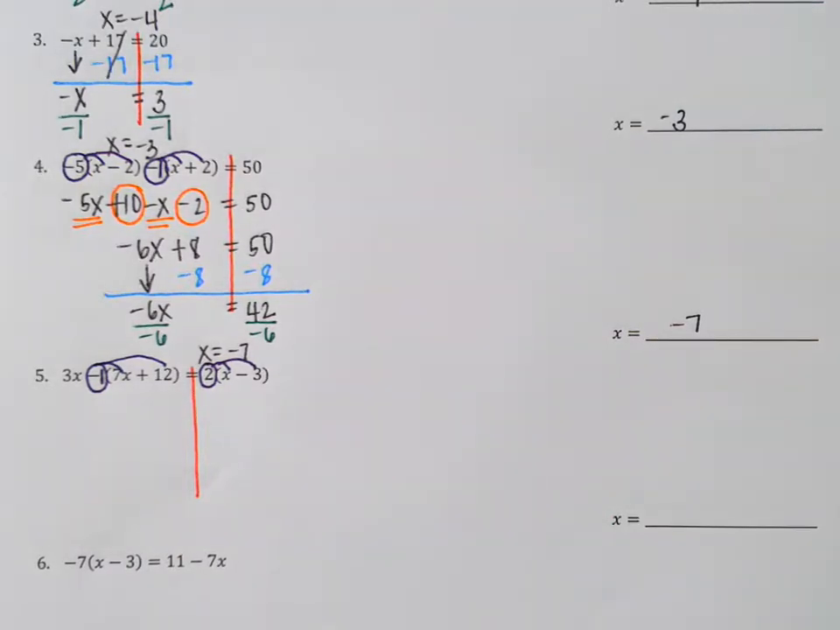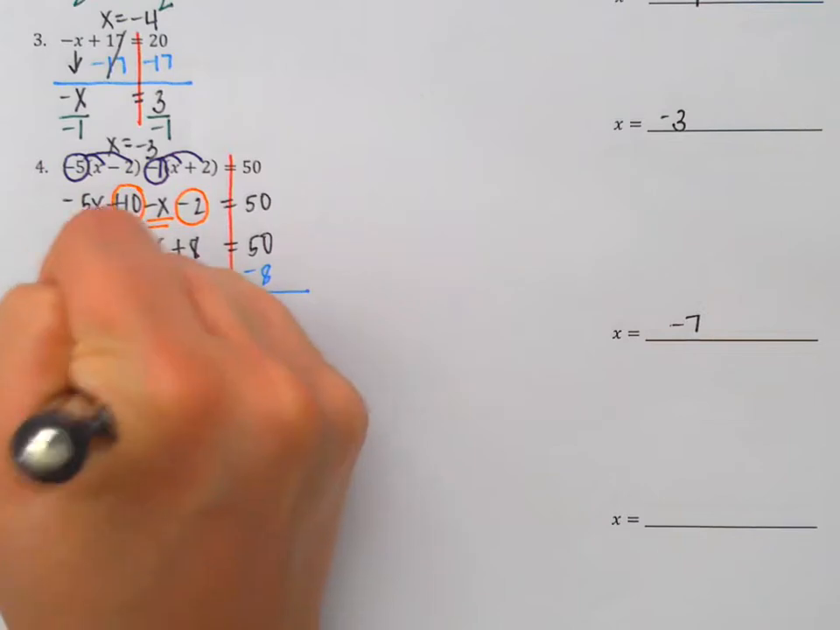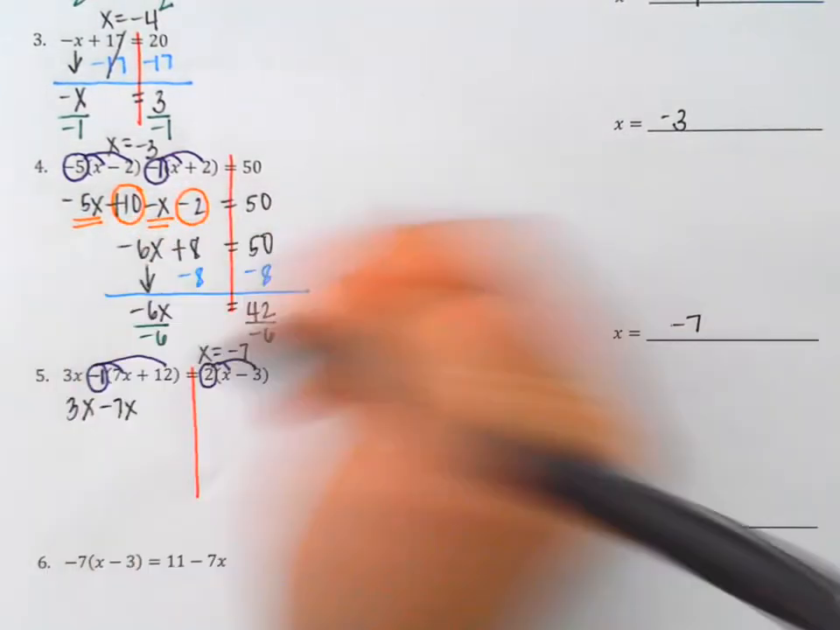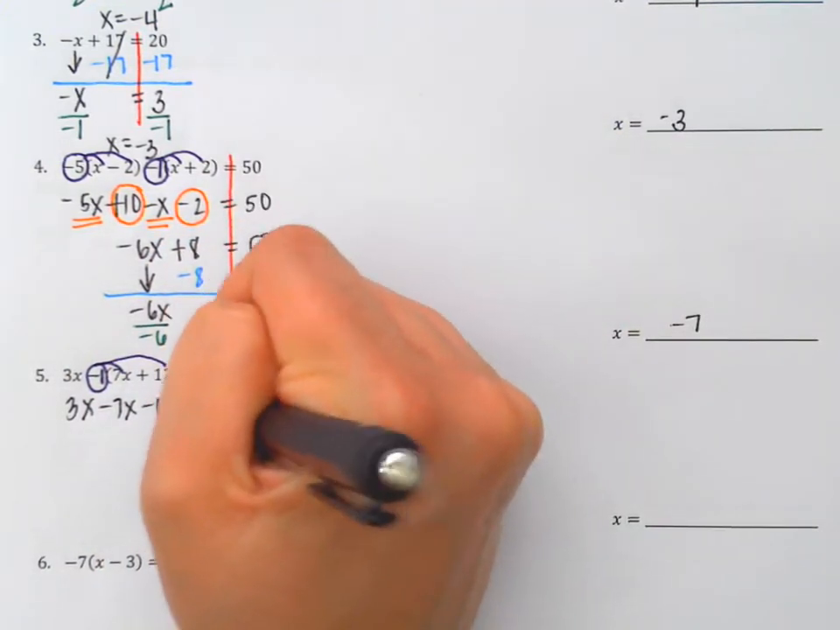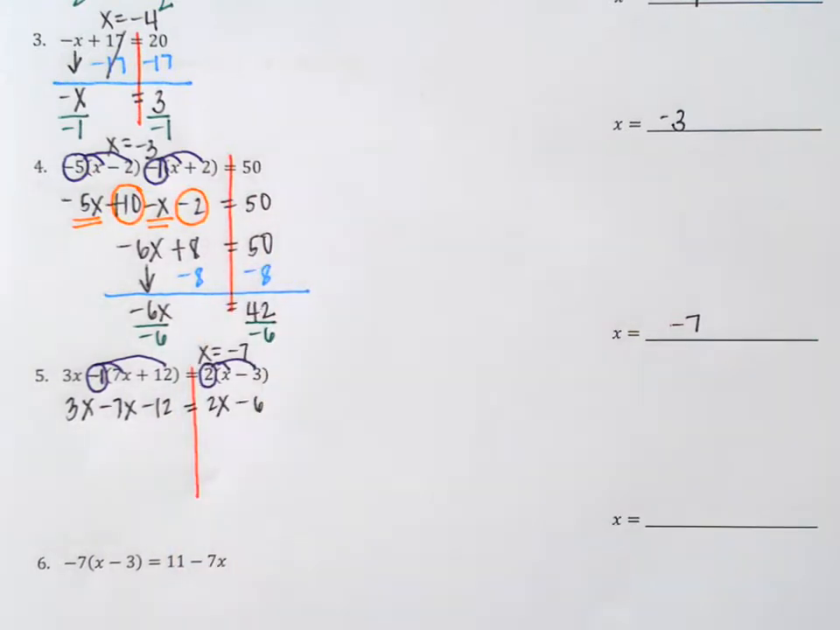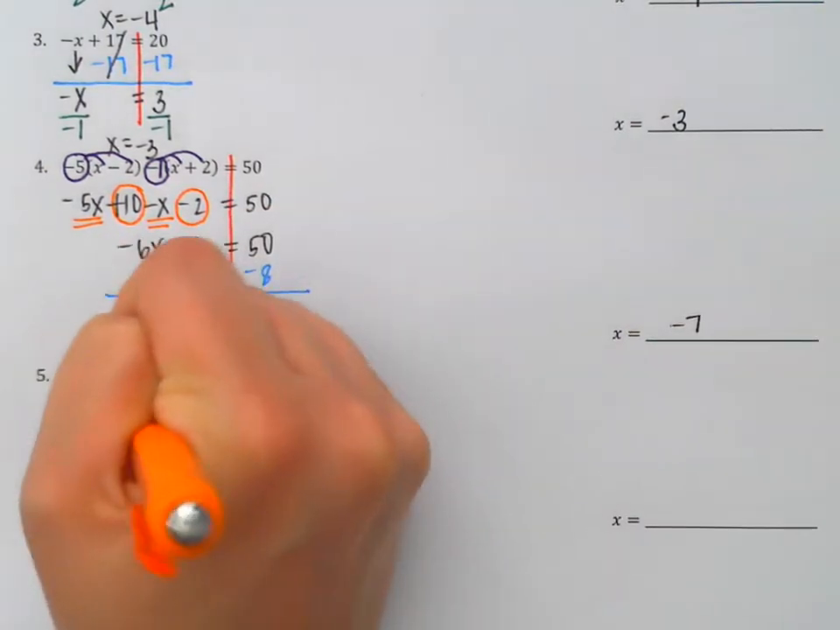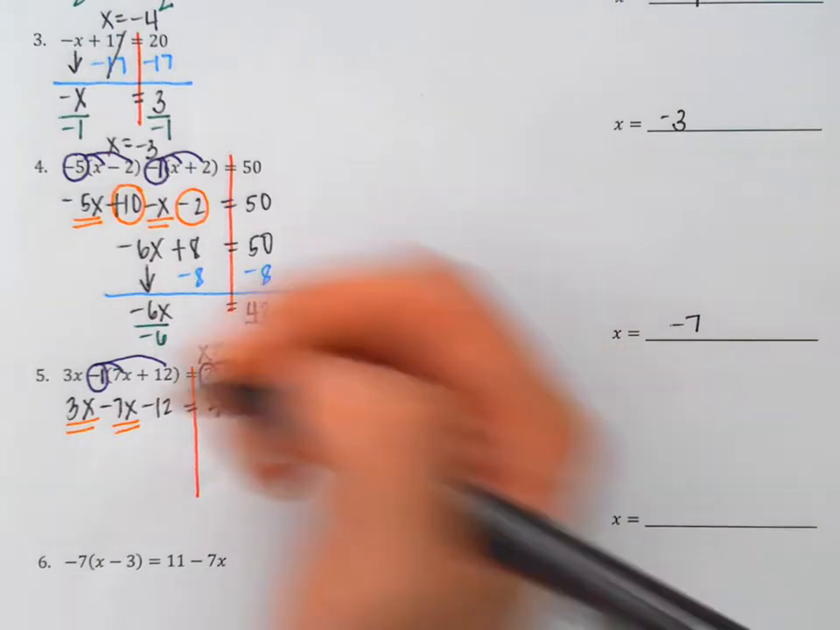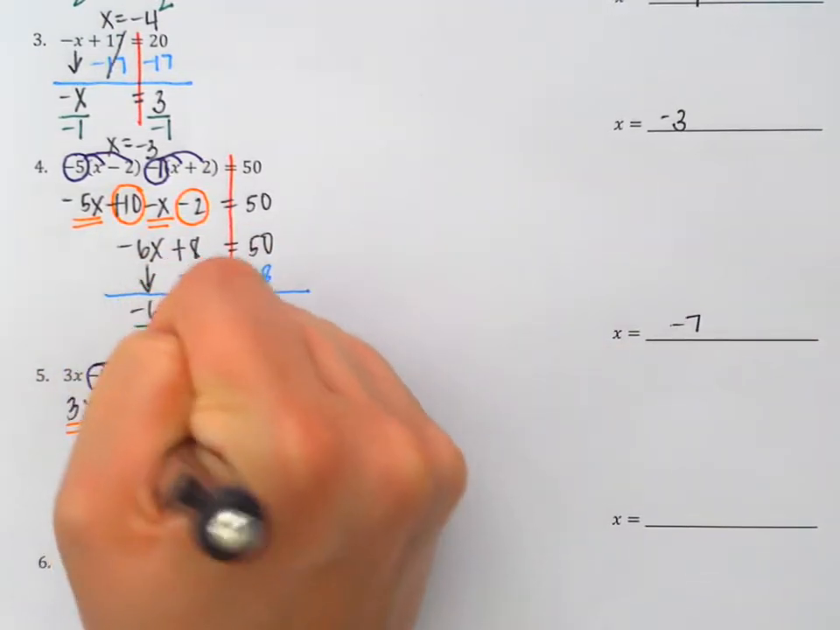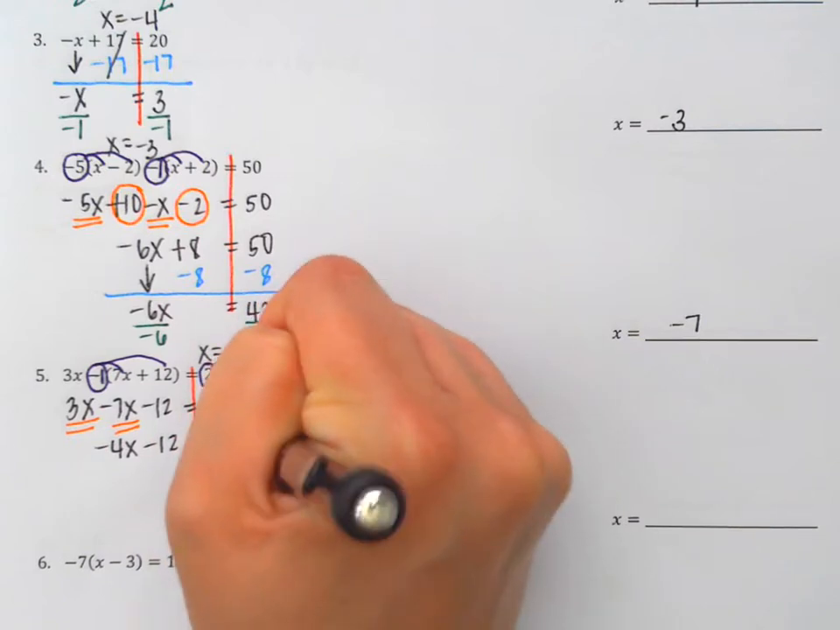Okay, so from there, I just rewrite it. So 3x, negative 1 times 7x is negative 7x. Negative 1 times 12 is negative 12, equals 2 times x, which is 2x, and 2 times negative 3, which is negative 6. So from there, I combine like terms on each side of the equal sign. The only like terms I have is 3x minus 7x. 12 can't combine with anything, 2x can't, 6 can't, so we are there. 3x minus 7x is negative 4x. Bring down the minus 12 equals 2x minus 6.